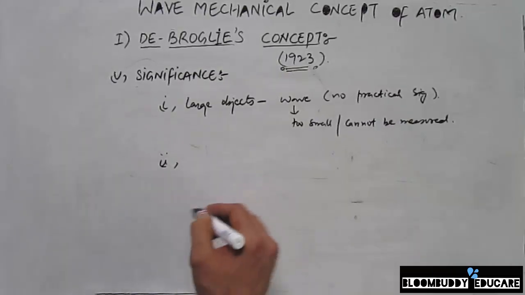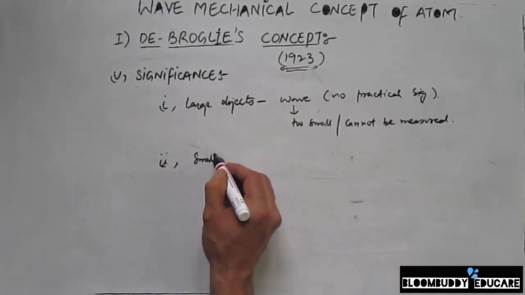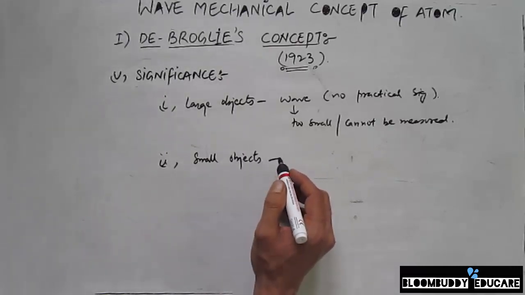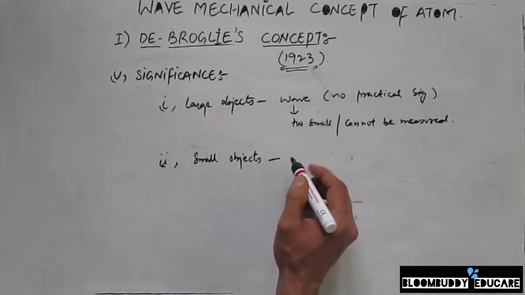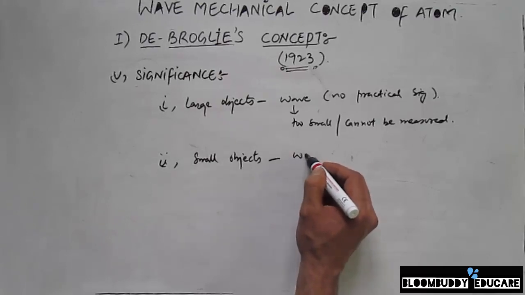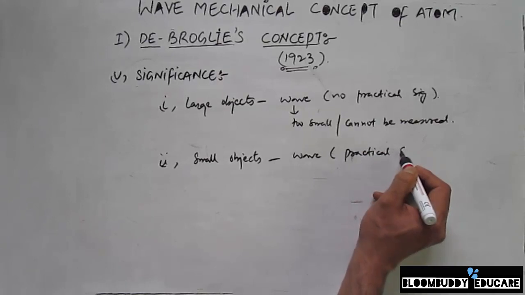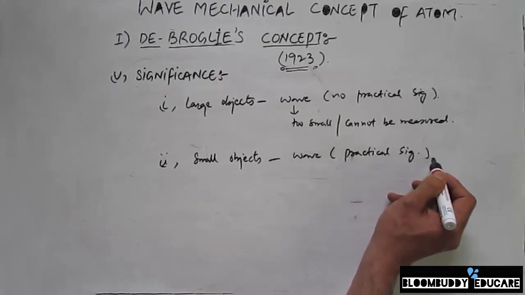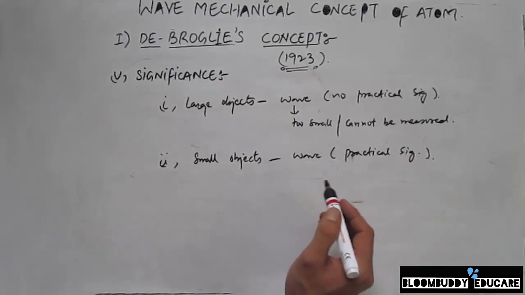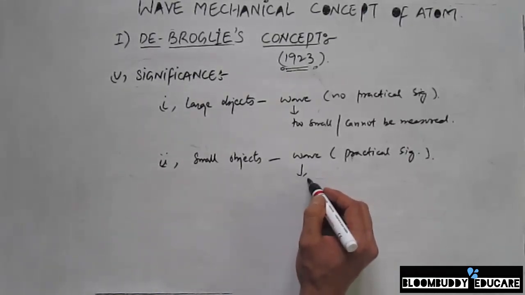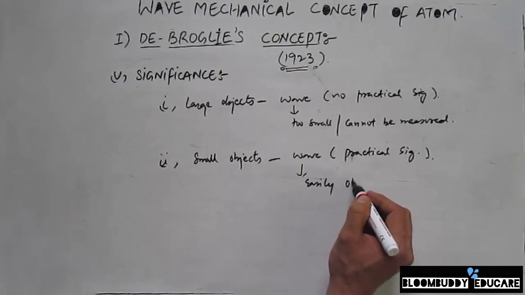Secondly, the wave character of small objects, especially subatomic particles, when they are in motion, has practical significance. They also behave as a wave, and it has practical significance. And why is that? Because their wavelength is easily observed in the electromagnetic spectrum. The wavelengths are easily observable.